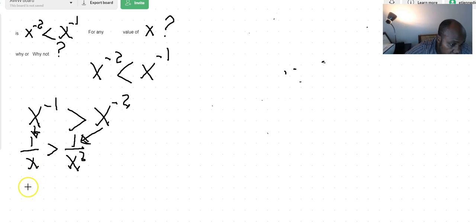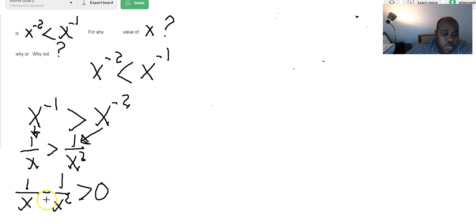So from there I can say 1 over x minus 1 over x to the power of 2 is greater than 0. I already explained this. From there I can simplify these expressions.